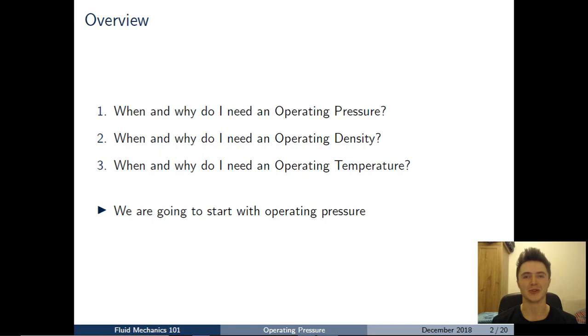So, just to give you a very simple overview of what I'm going to talk about today, I'm going to start with when and why do I need an operating pressure, then move on to when and why do I need an operating density, and when and why do I need an operating temperature. I'm going to split them up like that, very straightforward, and I'm going to start things off with operating pressure.